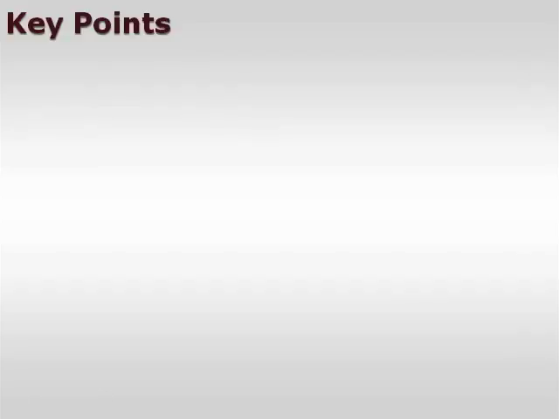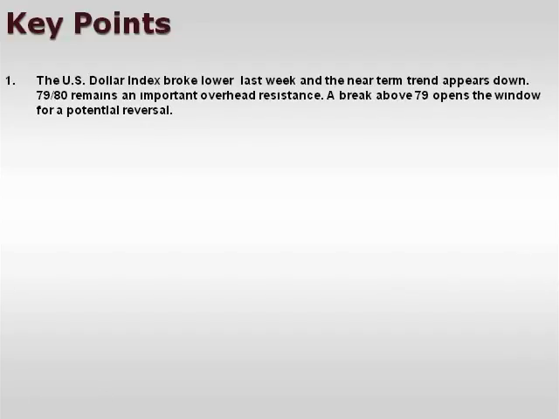Let's take a look at our key points. First of all, the US dollar index broke lower last week, and the near-term trend appears to be down. 79.80 remains an important overhead resistance. A break above 79 opens the window for a potential reversal.